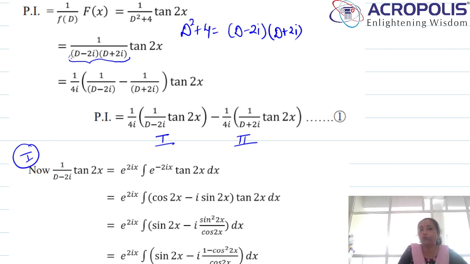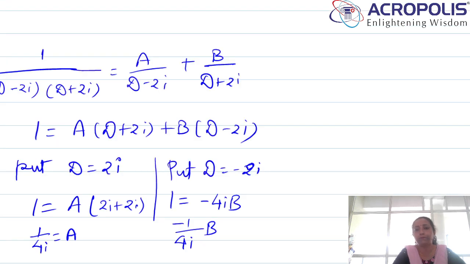Now we have to break D minus 2i dot D plus 2i. So we will use the method of partial fractions, and here is the method. You can see, we will write 1 upon D minus 2i dot D plus 2i as A upon D minus 2i plus B upon D plus 2i. After taking the LCM, we will have the equation 1 is equal to A dot D plus 2i plus B dot D minus 2i.